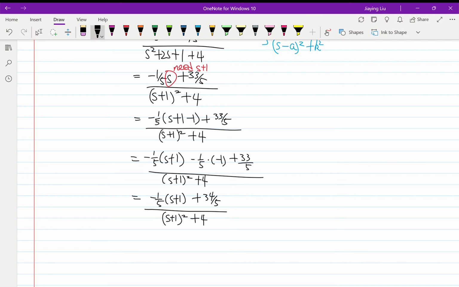And why do we do this? The reason is that at some point, when we apply the inverse transformation to this, we can actually replace the S plus 1 with the new S. So that becomes the inverse Laplace transform of negative 1/5 of S, a new S, we use purple there, plus 34 over 5 divided by a new S squared plus 4. And this new S comes from S plus 1 in the previous part.